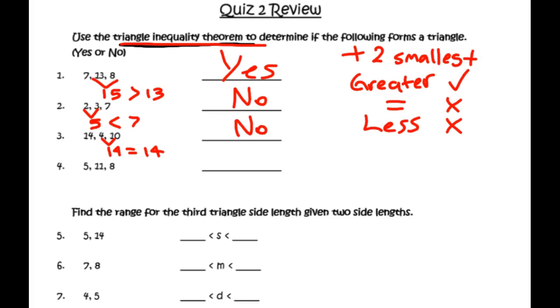And then on number 4, the small numbers are 5 and 8. Add those up, you get 13. That's greater than 11, so that is a yes.